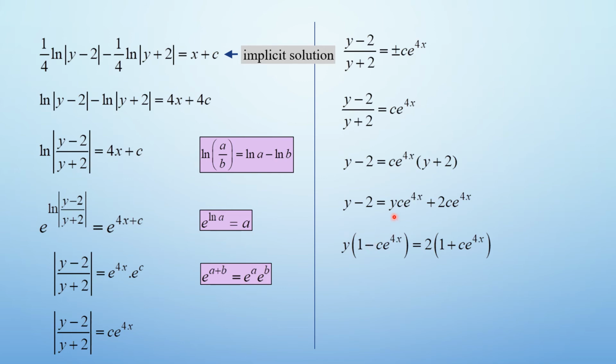minus y ce to the 4x, and bring negative 2 to the right side and factor the number 2, so we get 2 times 1, which is the number 2 which we have shifted to the right side, plus 2 times ce to the power 4x. Now we write y equals 2 times 1 plus ce to the 4x divided by this factor 1 minus ce to the power 4x. And notice that y is expressed explicitly in terms of x, y equals a function in x, and therefore we consider this as the explicit solution for the given separable equation.